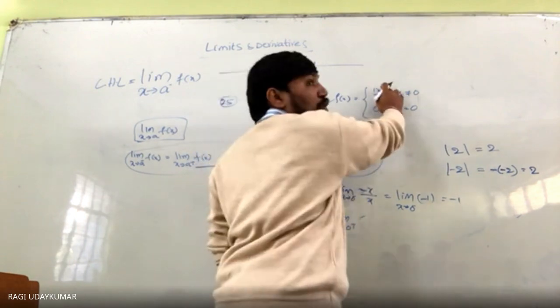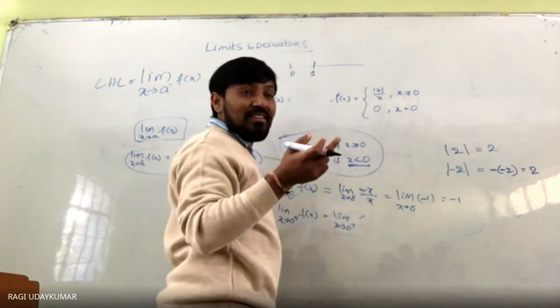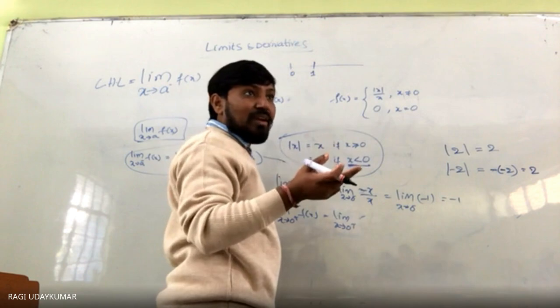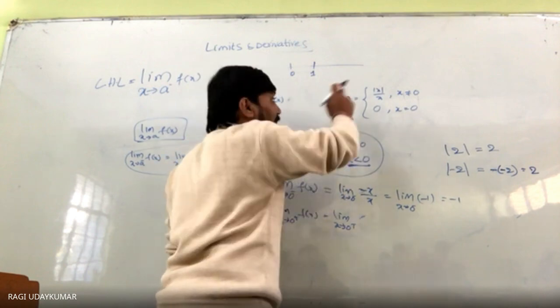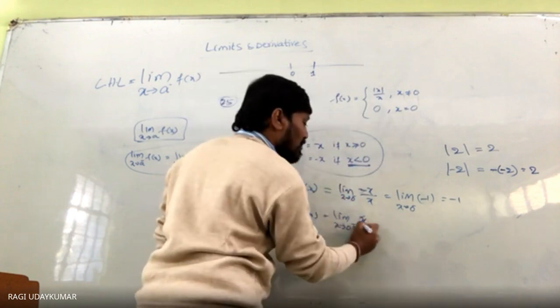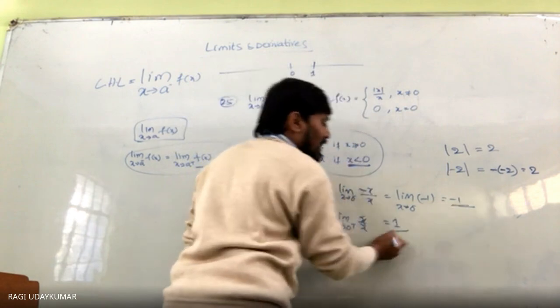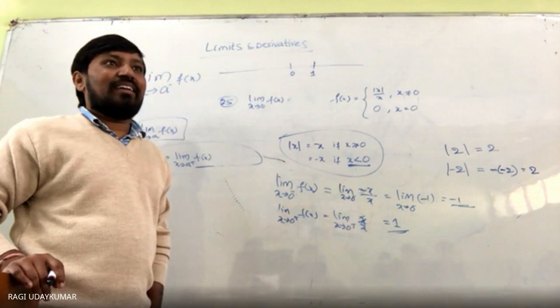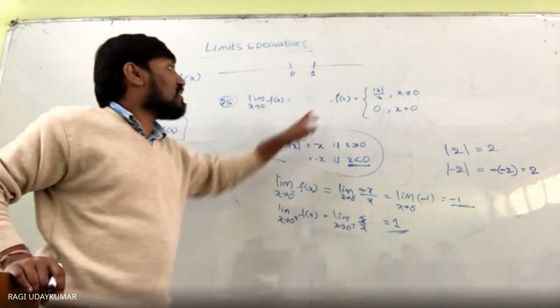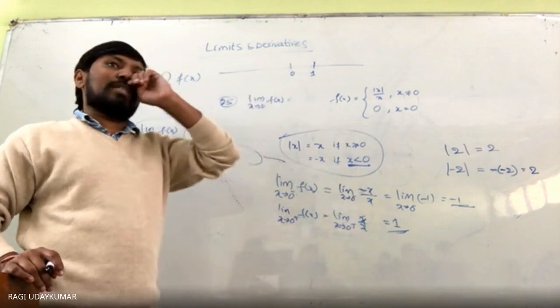0 plus is nothing but positive numbers. So when mod x is positive, it is x, so x by x you get, and this value is equal to 1. Here it is minus 1, here plus 1. Both are not equal, so the limit does not exist at 0.